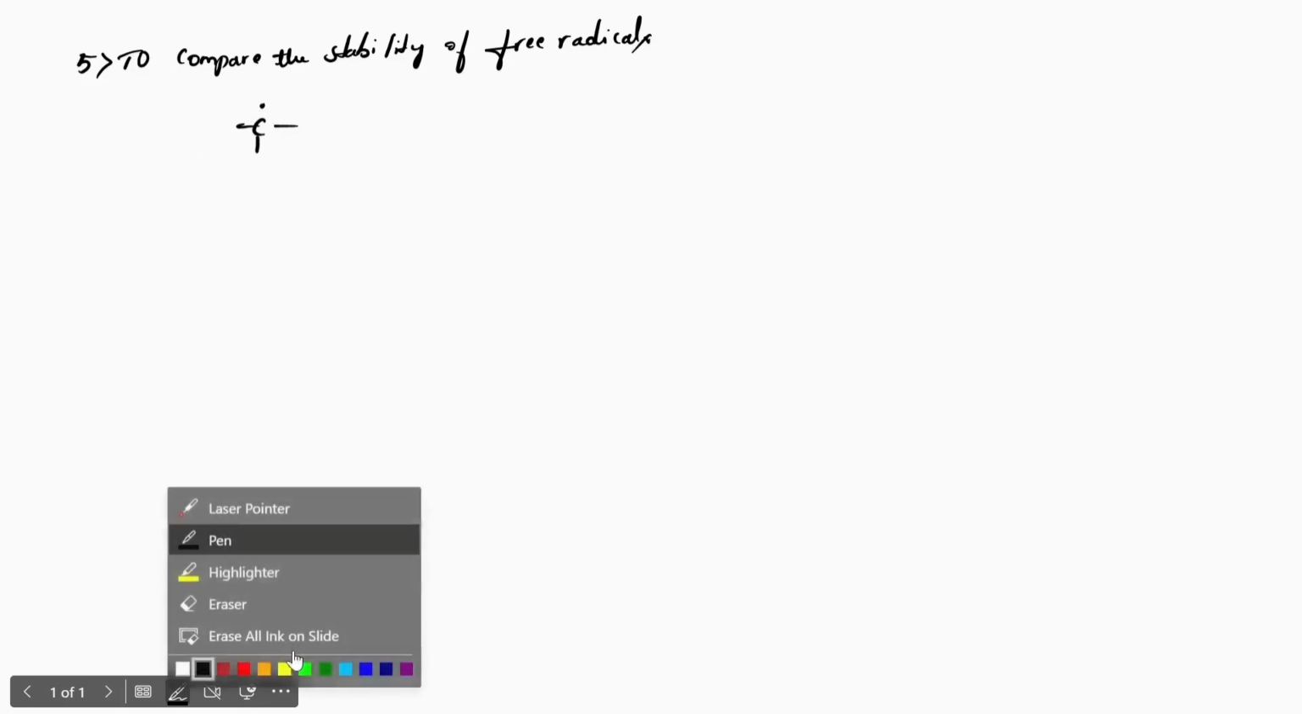Next application is to compare the stability of free radicals. So this is free radical. How many electrons are there?